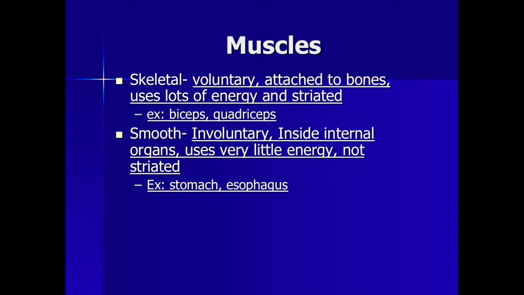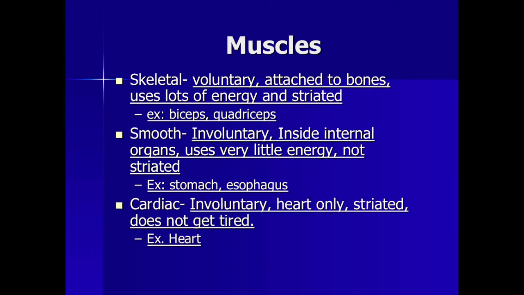Smooth muscle is involuntary, which means, again, you cannot control it, and it is inside your internal organs. They use very little energy, and just like the name explains, they are not striated, they are smooth. This can include your stomach, your esophagus, your pupil. These are all smooth muscles.